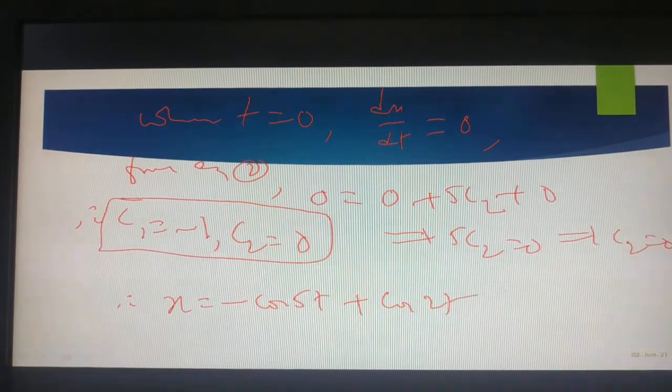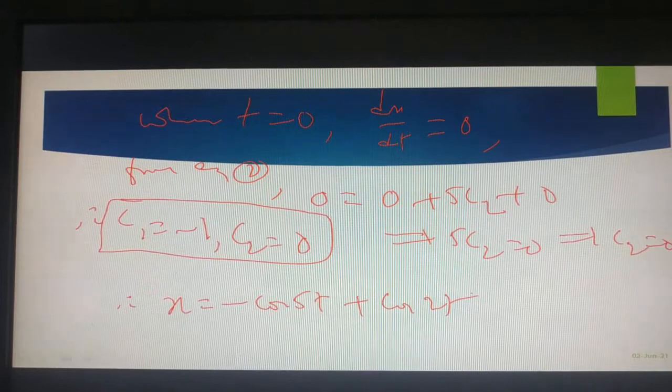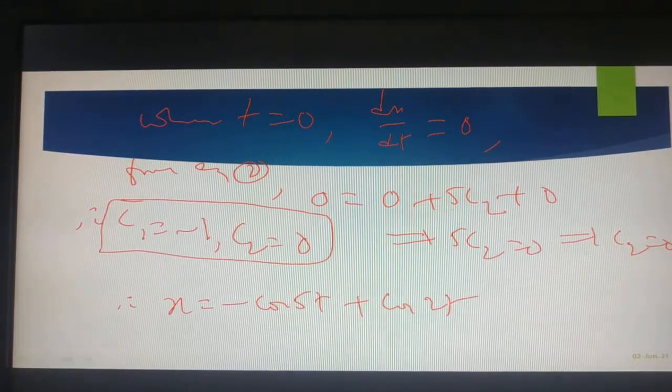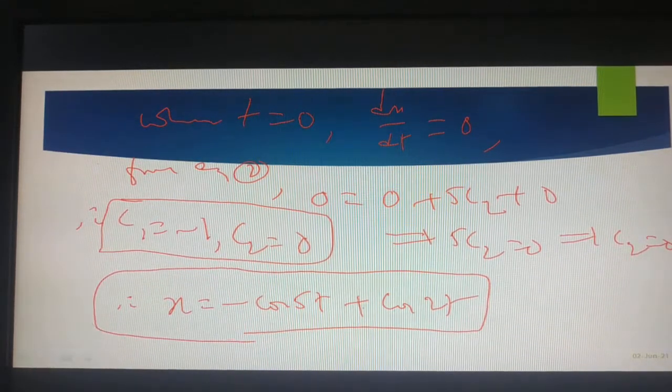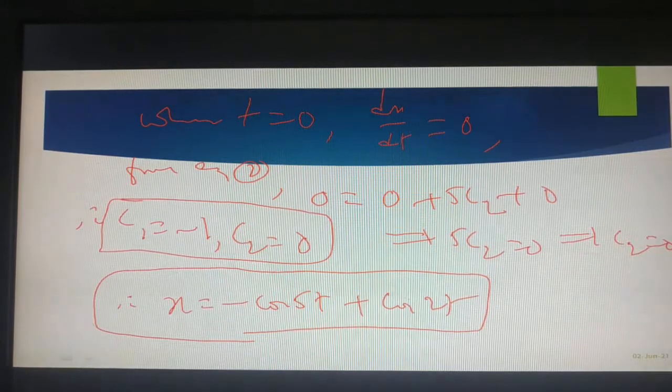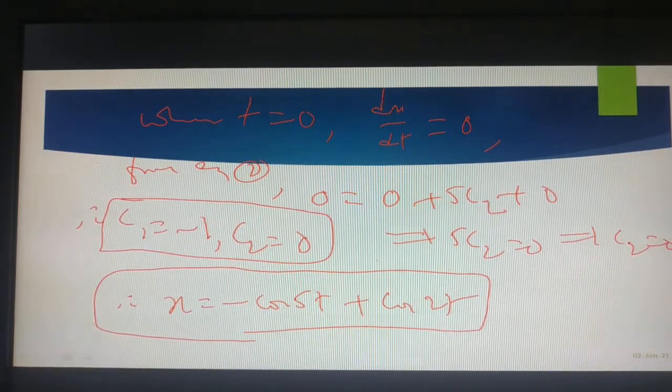So what is the value? You should not directly call this your answer, right? Don't try to add it. Minus cos 5t plus cos 2t is not equal to something cos 7t. It's not correct, right? So these are the final answer after substituting C1 and C2 in equation 1.